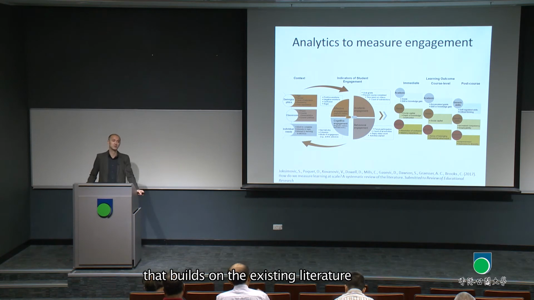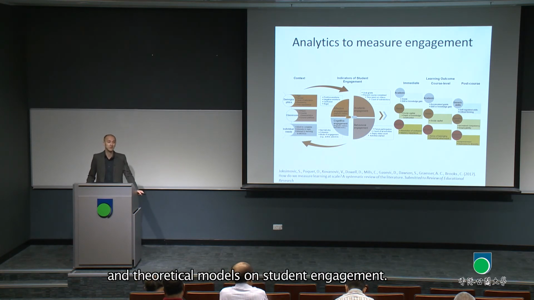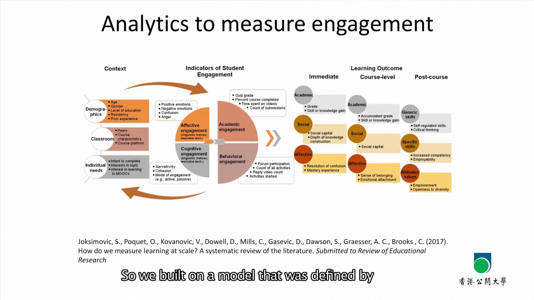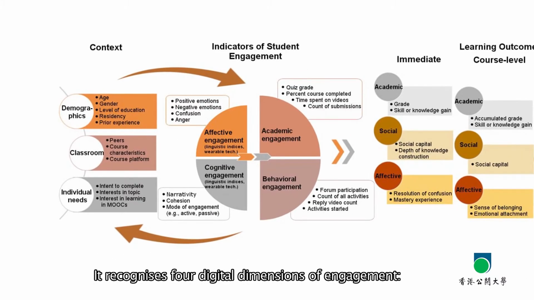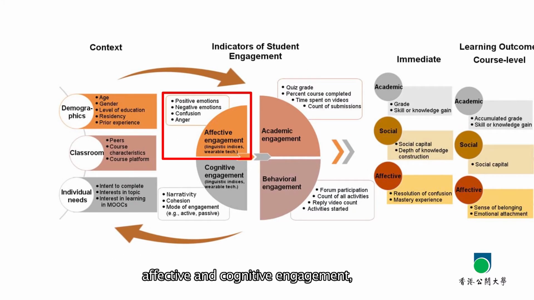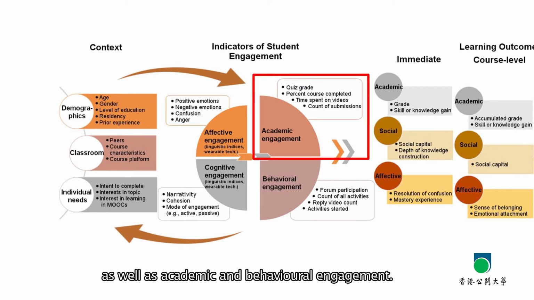The work that we did to address some of these challenges is a model that builds on the existing literature and theoretical models on student engagement. We built on a model defined by Reschly and Christenson for student engagement, and it recognizes four critical dimensions of engagement: affective and cognitive engagement, as well as academic and behavioral engagement.